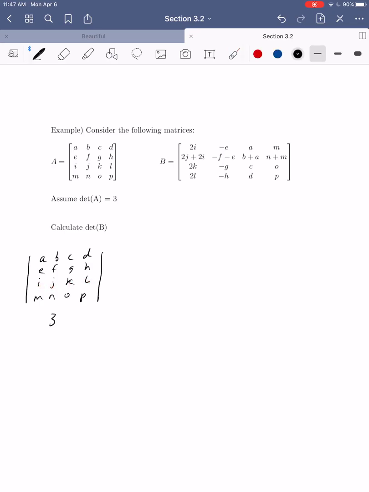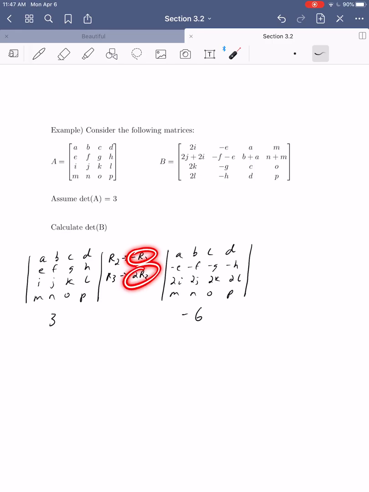So let's start with a couple of elementary row operations. Let's take R2 and replace it with -R2, and let's take row 3 and replace it with 2 row 3. Now, we know that that'll cause the determinant to be multiplied by -1, and this will cause it to be multiplied by 2. So we'll multiply this by -2, and this matrix, A, B, C, D, -E, -F, -G, -H, 2I, 2J, 2K, 2L, and M, N, O, P, has determinant -6 because we multiplied by -1 and we multiplied by 2.